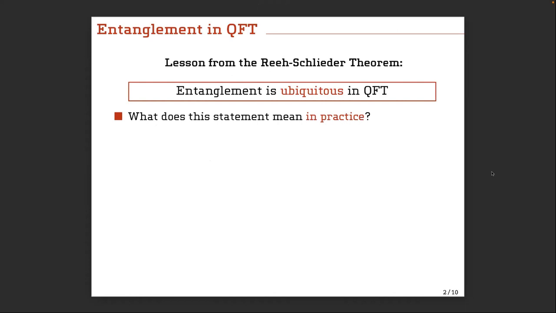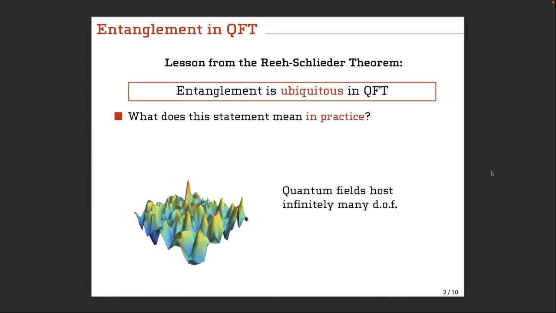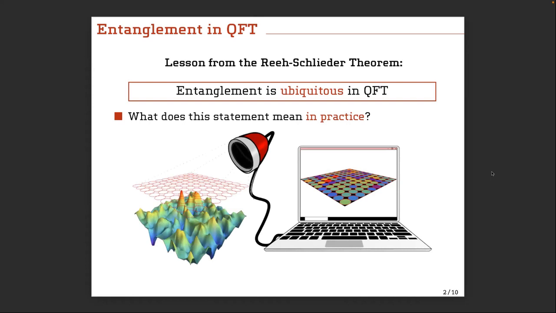So basically, the lesson that one extracts from the Reeh-Schlieder theorem is that entanglement is ubiquitous in QFT. It is everywhere. However, there are some catches in this statement. One of these catches is, what does this statement mean in practice? Well, as we all know, a quantum field hosts infinitely many degrees of freedom, even if we restrict attention to a finite region of spacetime. But when we interact with a quantum field in any way, we really don't have access to all these infinitely many degrees of freedom of the field.